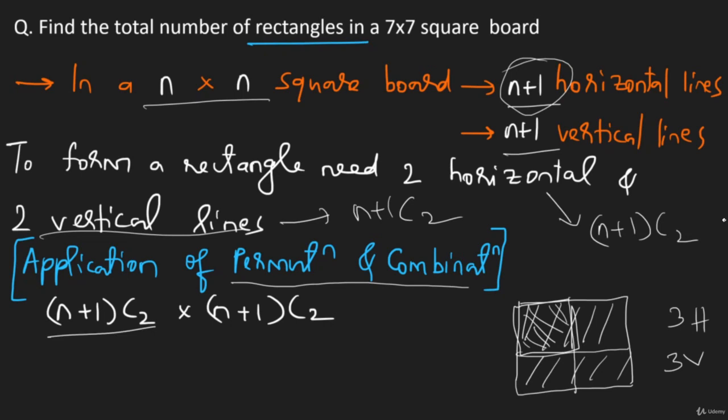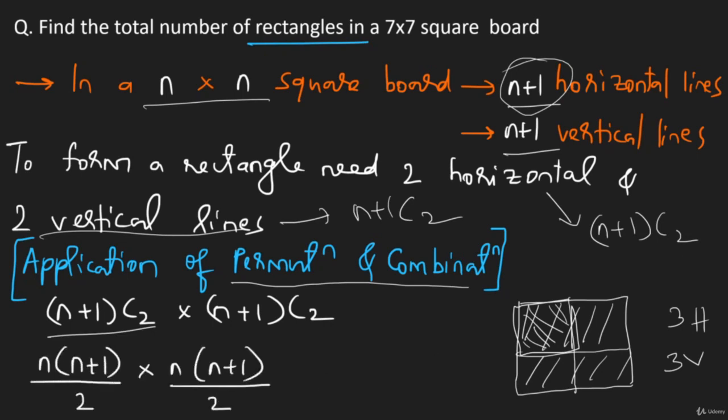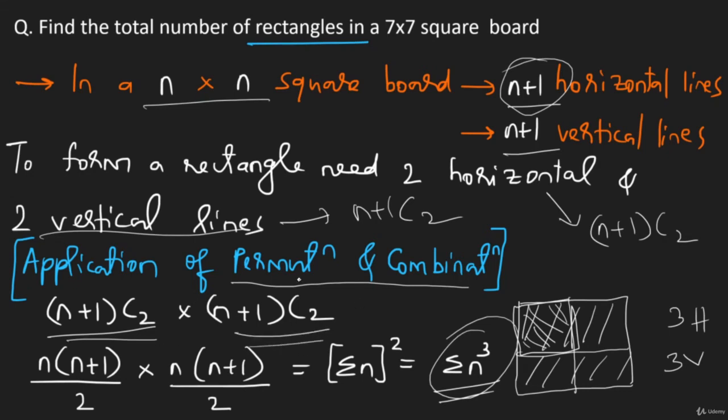N plus 1 C2 can be simplified as n into n plus 1 by 2. So this is equal to n into n plus 1 by 2 the whole square. And you can remember that sigma n the whole square is nothing but sigma n cube. So this is nothing but a sigma n cube question, right? Let's keep that aside. And remember this part. If you want to know how this simplifies like this, check any books' permutation and combination section, or check our video on permutation and combination. Alright, now let's move on.